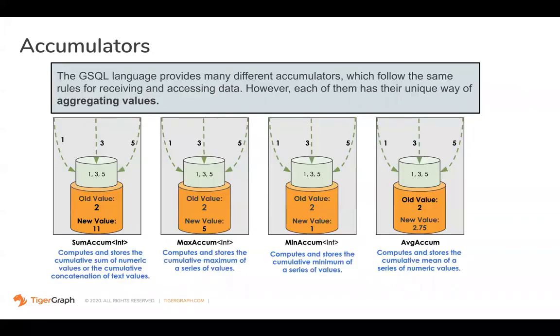And like I said, there are different aggregate functions that can be performed using accumulators. We have SumAccum, which keeps a running total of the integer values. There is also a cumulative concatenation of all the values that are there. Next we have min and max, which obviously store the least or the greatest value of a series of values that are encountered in a traversal. And then of course we also have the average, which computes and stores the mean value for a series of numeric values that are seen in the graph traversal.